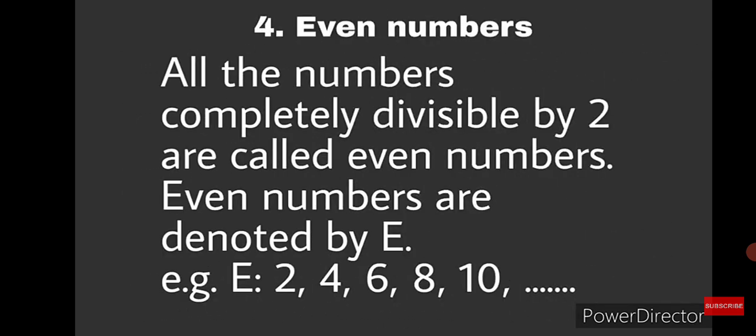Next, even numbers. All the numbers completely divisible by 2 are called even numbers. Even numbers are denoted by E. For example, E equals 2, 4, 6, 8, 10, 12 and so on. The numbers divisible by 2 are called even numbers.